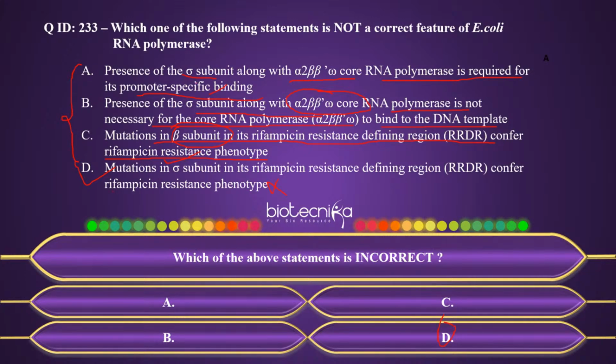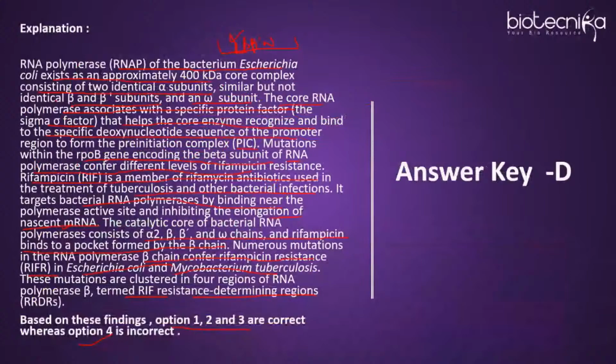And option A is the correct one because we know that the core protein is alpha 2, beta, beta dash, omega, and along with that, when the sigma subunit binds to the DNA template, the initiation of transcription occurs. And option B says the presence of the sigma subunit along with this core protein of RNA polymerase is not necessary for the core RNA polymerase to bind to the DNA template. So option D is the incorrect one here, right? So whosoever have marked option D, they have done it right.